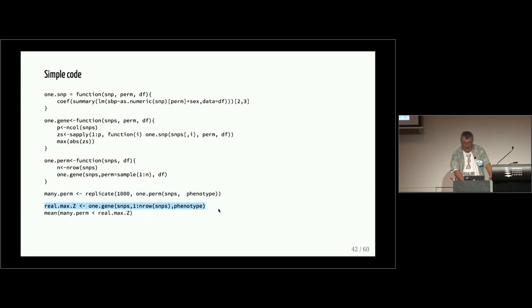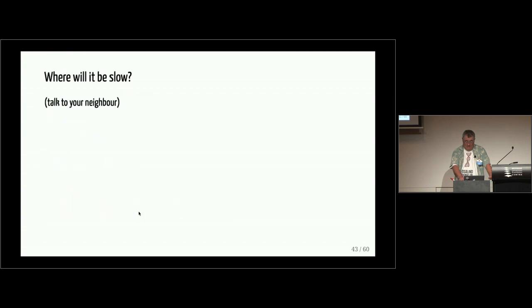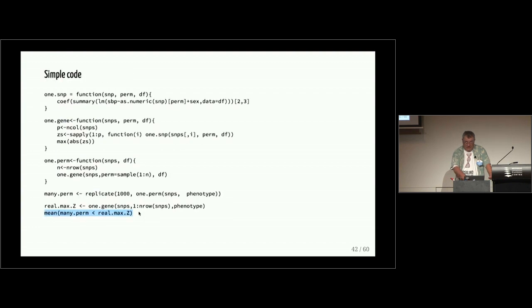Then we've got the real, so this is the permutation distribution, this is the real value, and the permutation p-value says what proportion of the permutation values are smaller versus bigger than the real one. So where is this going to be slow? Again, what should we do to speed that? Again, talk to your neighbour, think about it a bit.